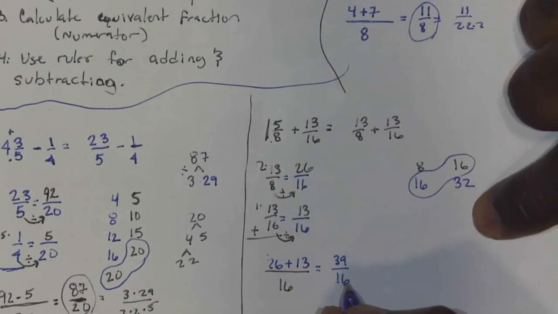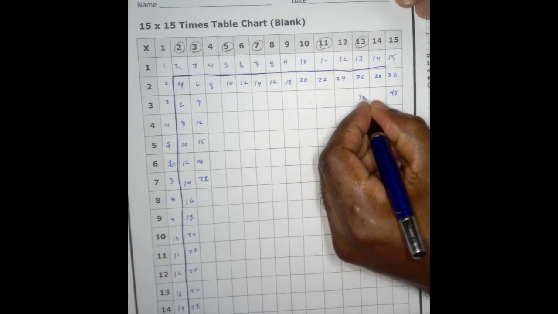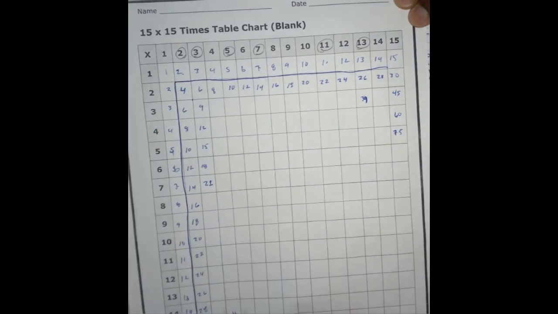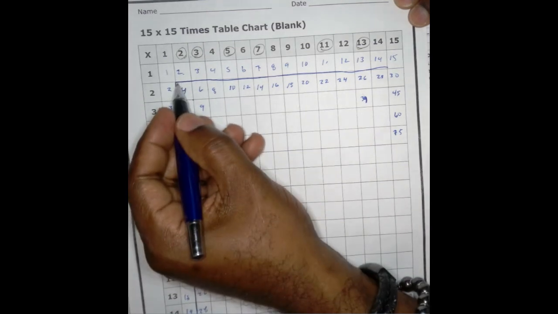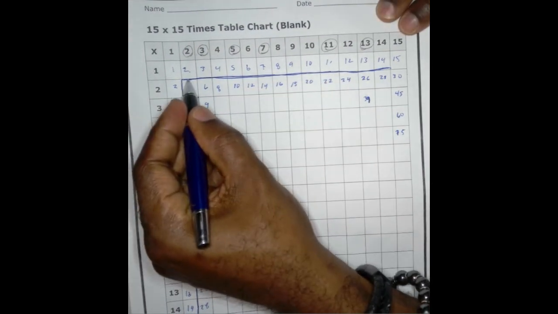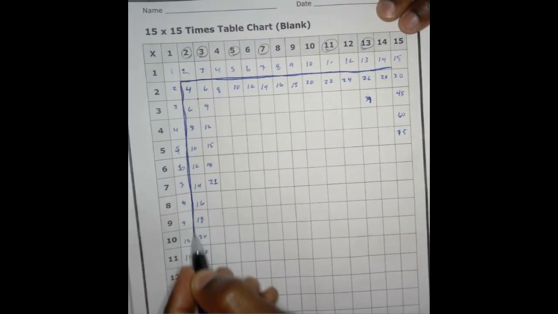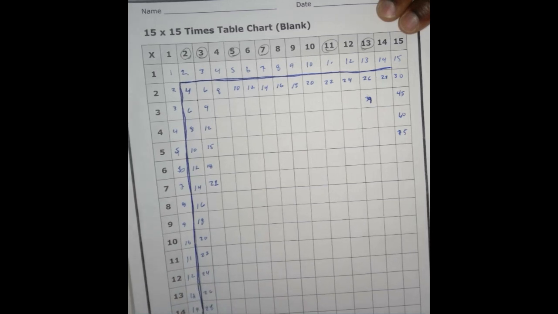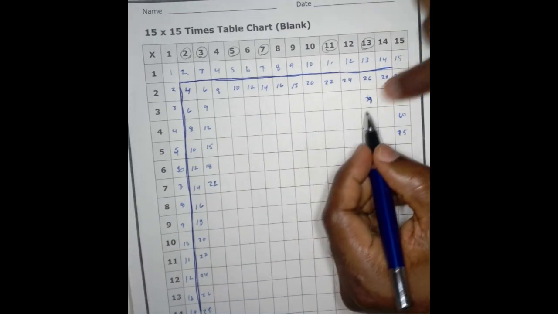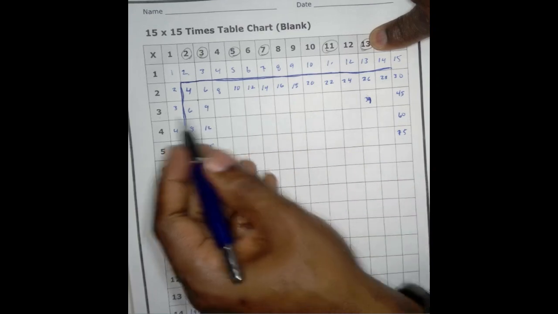over 16. Look at your timetable chart. Do you have 39 anywhere in there? Actually, 39 is on your timetable chart. So remember, if you're looking for composite numbers, or numbers that can be broken down, draw a line on your timetable chart from here. So everything below this line and to the right of this line, these are all composite. So if you find it in here, it has factors. So if we're looking for 39, when you look up, it's 13 times 3.